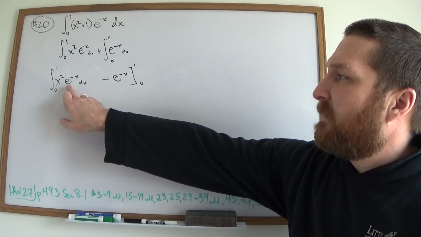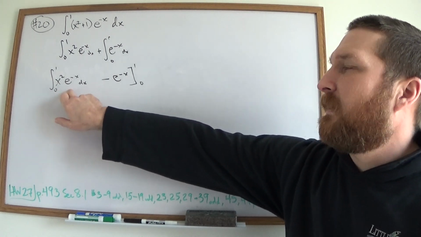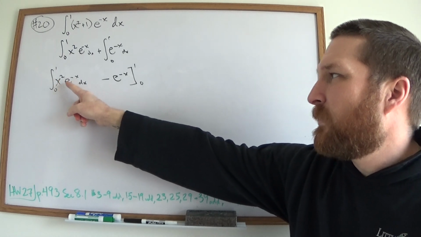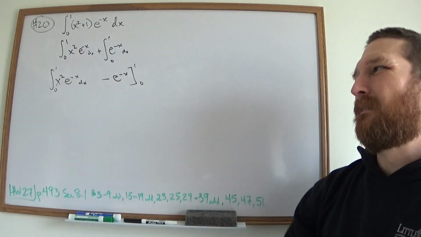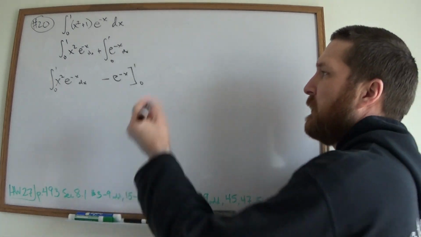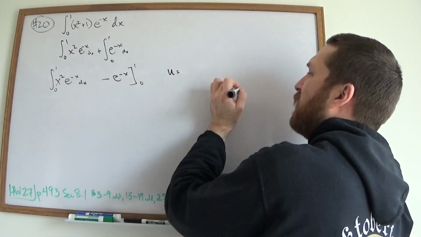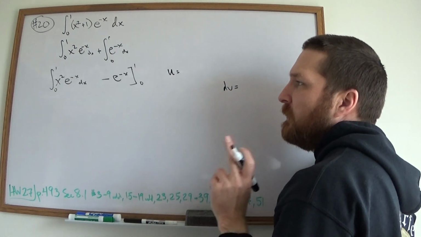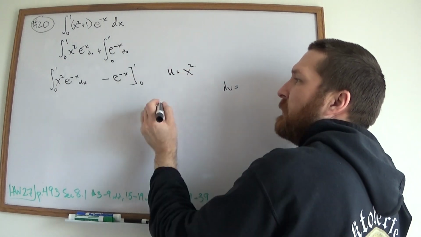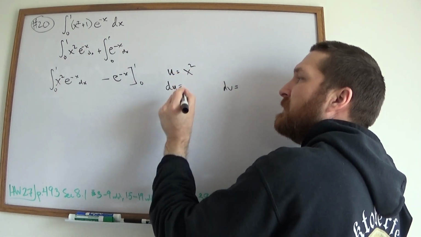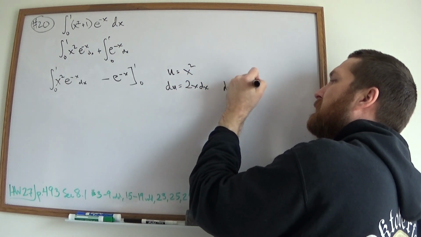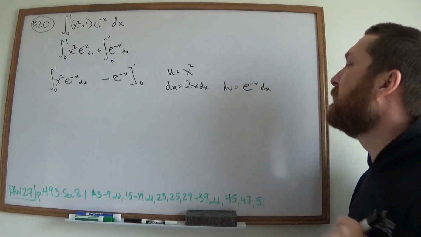I'm thinking, okay, I have something times something. You might think u substitution, but if you substitute x squared for u, then x is going to be root u. That doesn't look too good. So I'm thinking integration by parts here, and so I need a u and I need a dv. The u I'm going to choose to be the thing that gets simpler as I go. So I'm going to say that's x squared, du is 2x dx. Everything else is my dv.